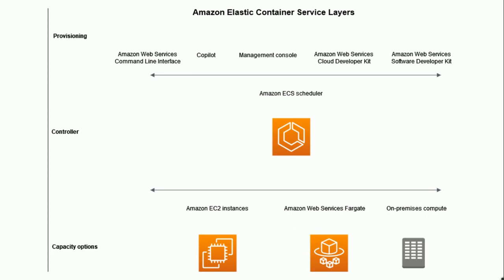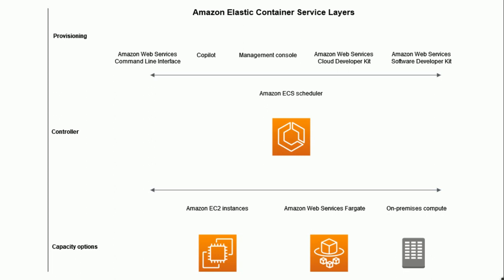First one is provisioning. Provisioning includes these services: the AWS command line interface, Copilot, the management console, the AWS Cloud Development Kit, and the AWS software development kit. Then the controller: the ECS scheduler is a core part of the controller, which maintains the schedule, how new containers are run, and how old or unused containers will be removed.